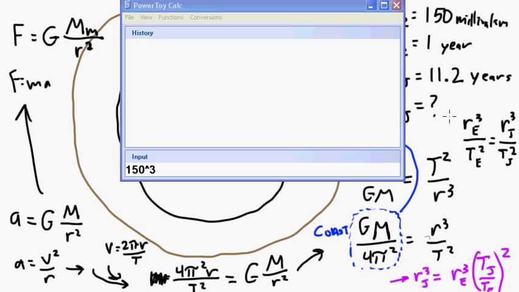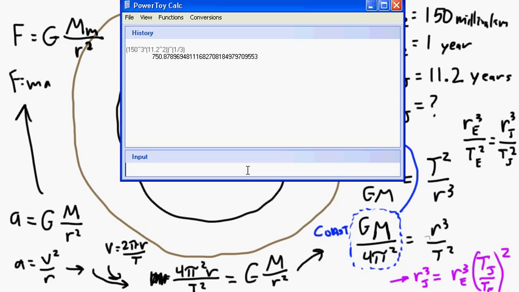Okay, so there's my 150 cubed for the Earth's orbital radius cubed, times, and then we're going to put this in parentheses, T_J over T_E, which is going to be 11.2 squared. So there's my ratio of Jupiter's period to Earth's period squared. And then what I want to do is take the cube root of that. So instead of doing cube root, I'm going to take the 1/3 power. That's how it works, right? Okay, and this should give us the radius of Jupiter's orbit, which is 750 million kilometers.